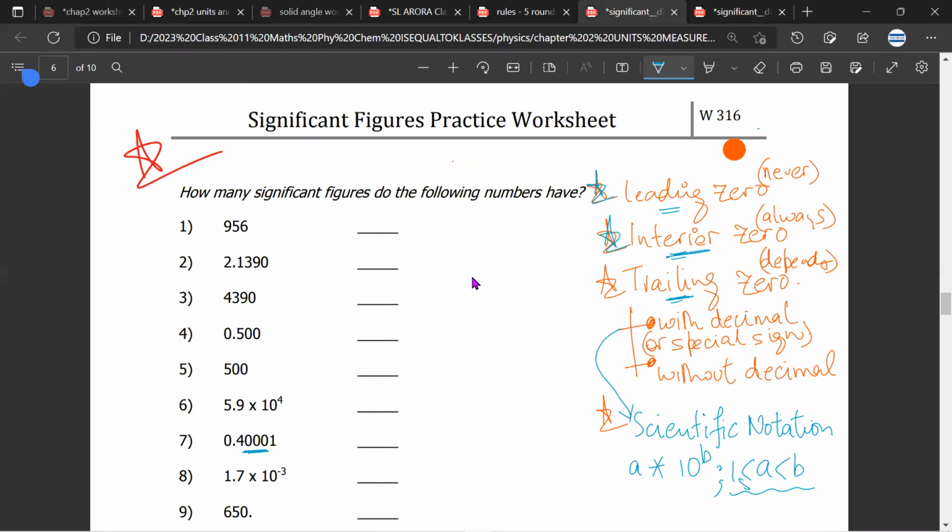Now trailing zeros. There are two options. Let us look at the easier option first. Any trailing zero with a decimal. For example, this is a trailing zero and it has a decimal. So this zero, a trailing zero, would be significant. Are we clear? Yeah.